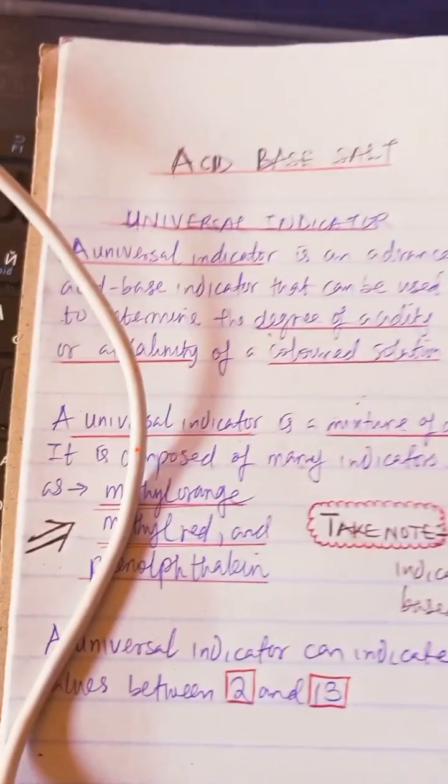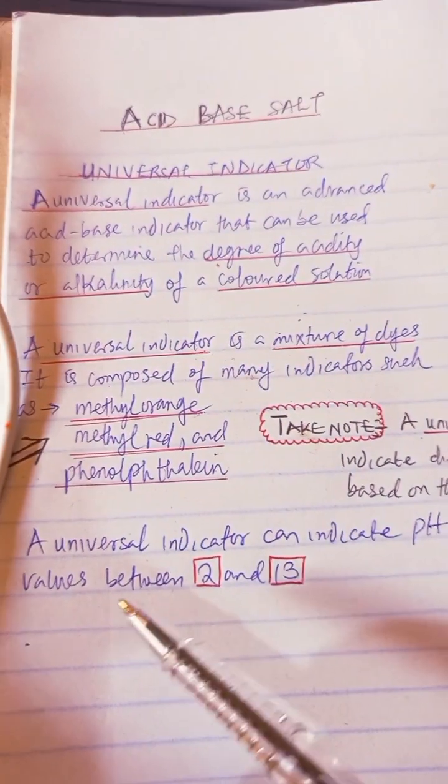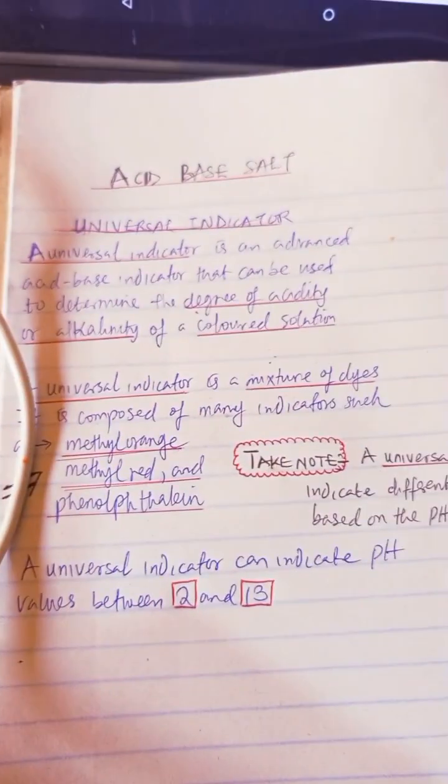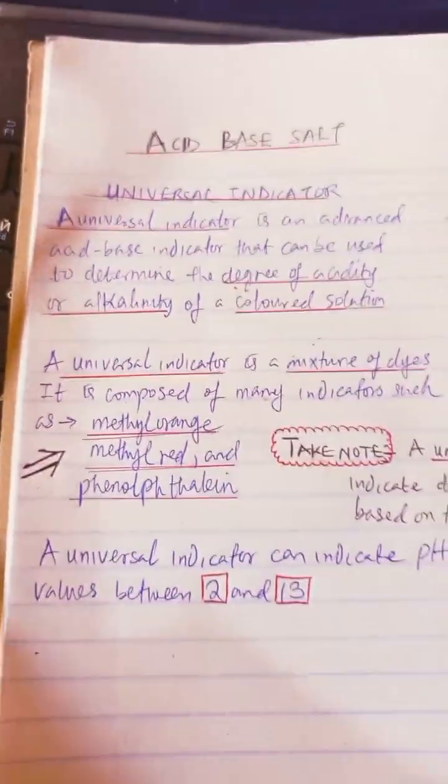You understand? The next point is that a universal indicator can indicate pH values between 2 and 13. Take note of that. JAMB will definitely ask you these kinds of things, so keep that in mind.